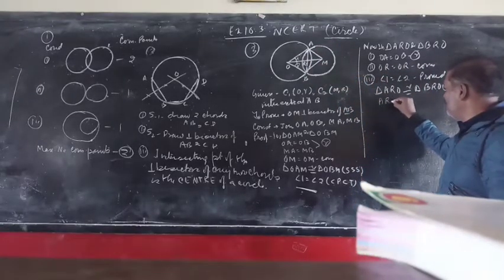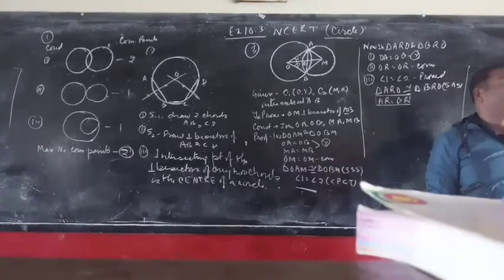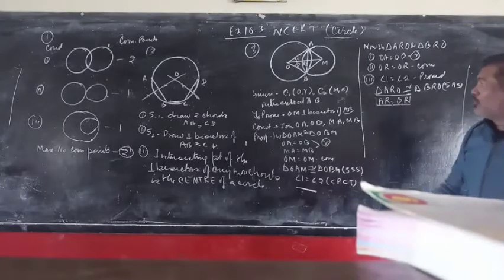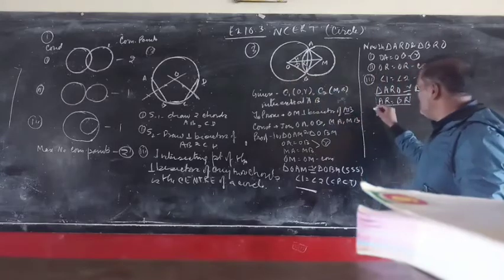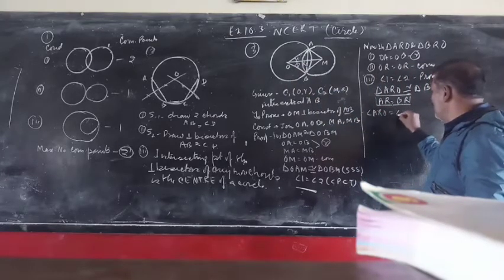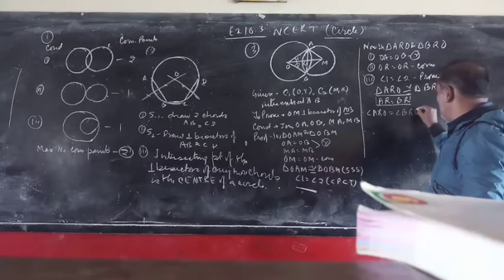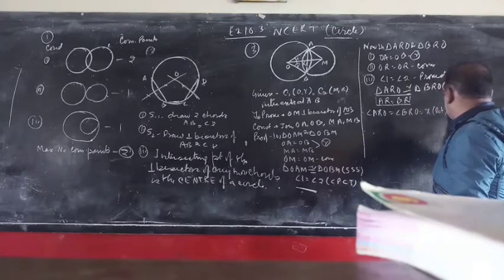Now if these two triangles are congruent, we can write AR is equal to BR. First one, yes, they bisect each other. Now we have to prove that it is perpendicular. So angle ARO is equal to angle BRO, equal sides, equal angles. Let angle ARO equal angle BRO equal X because of CPCT.